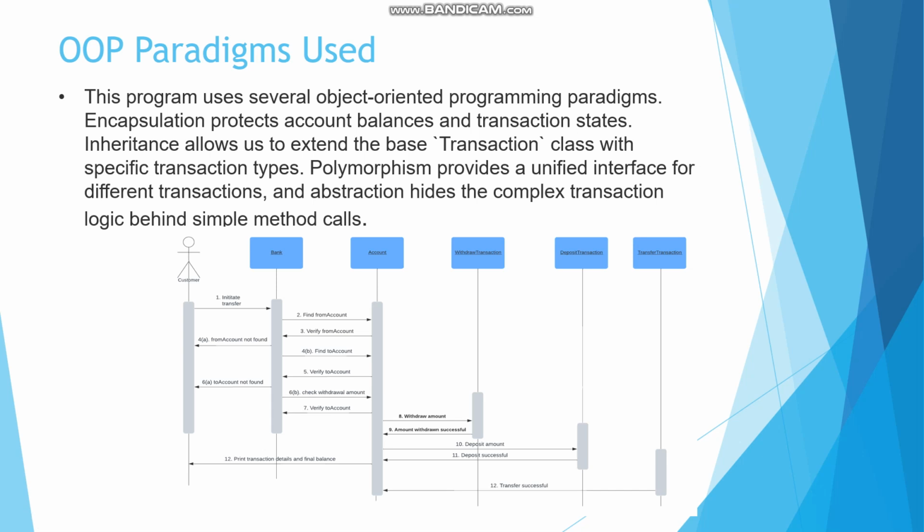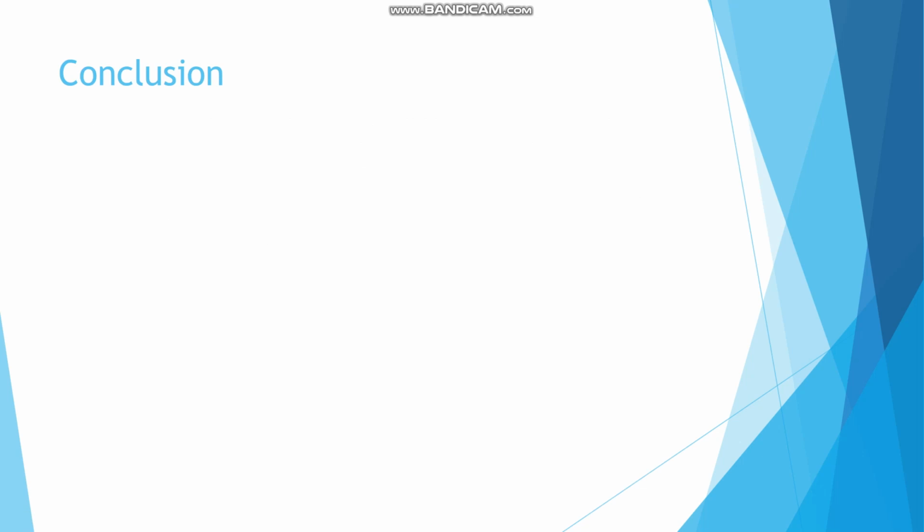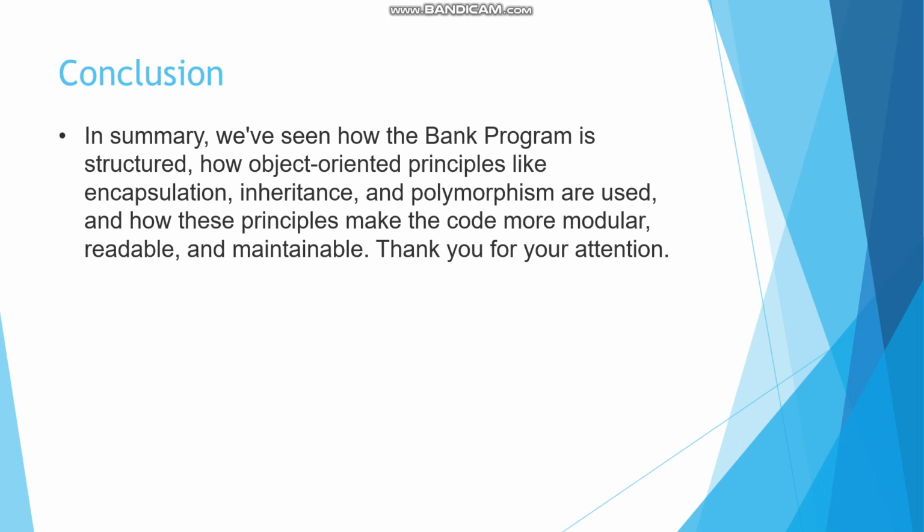Moving on towards the conclusion of the PPT, we have seen how inheritance, polymorphism, abstraction, and encapsulation are applied in our transaction program. These concepts work together to create a flexible, maintainable, and scalable code base. Using OOP principles allows us to design programs that are easier to understand, extend, and debug.